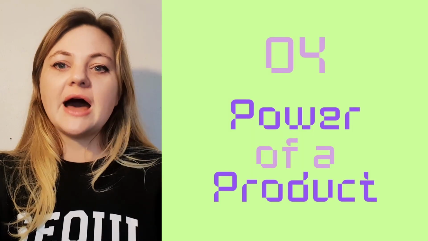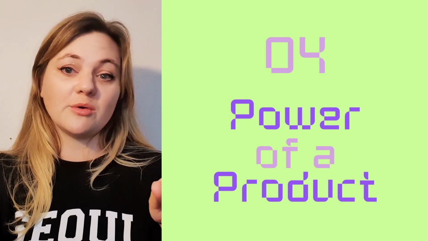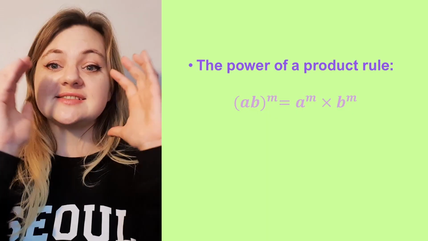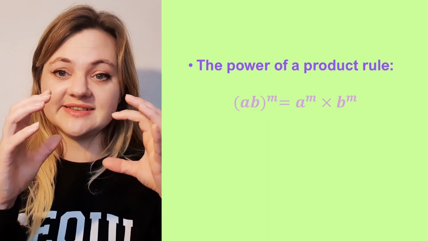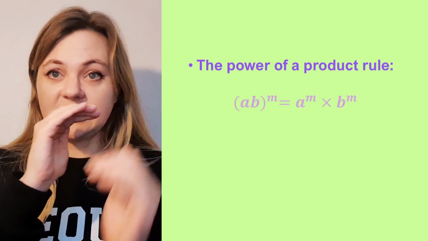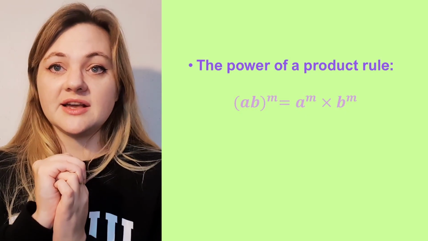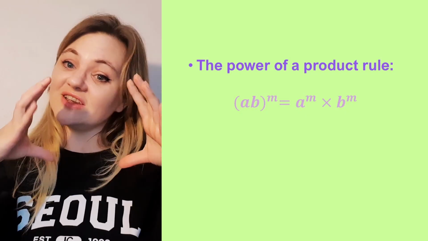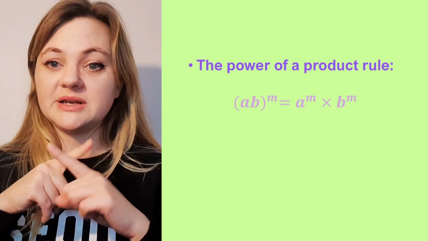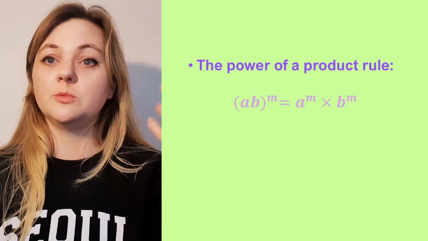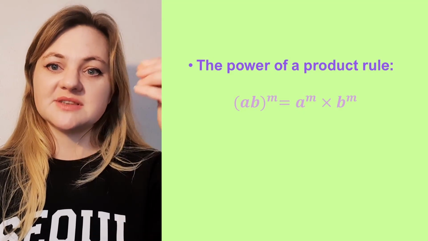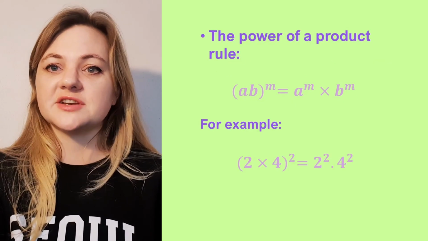Rule number 4, power of a product rule. So we had power of a power, now it's power of a product. The product is inside of the brackets or parentheses. The product in this case is ab, a times b. And that is raised to a power by the exponent m, but that means that everything inside the brackets, both a and b, need to be raised to the exponent m. So we don't say ab to the power m, we say a to the power m times b to the power m. All right, here's an example of that.